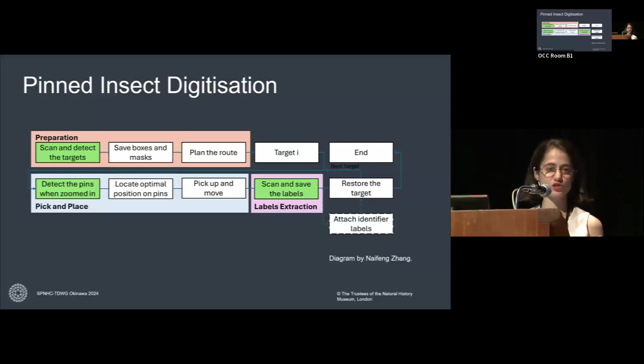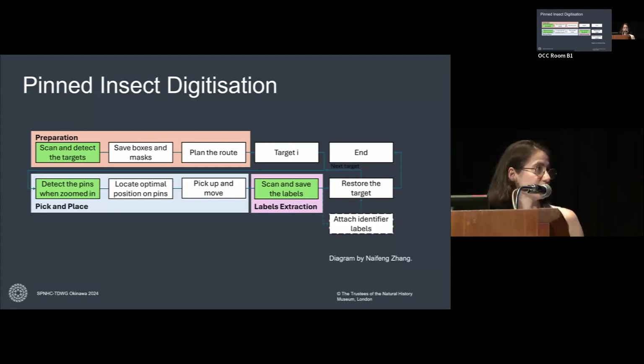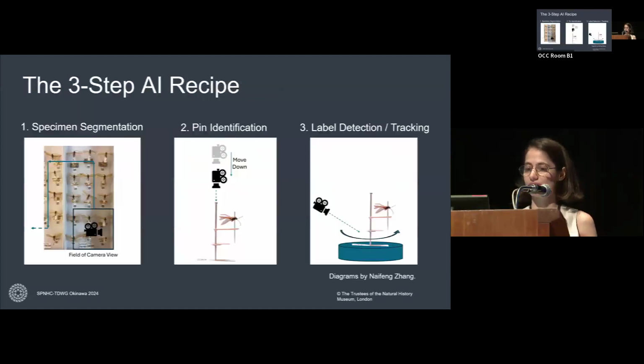So this is not just scanning and segmenting labels, but it's also object tracking as well, because you want to know which label you're using. So we're working on all the AI stuff here. The bits in green are the bits where we created models.